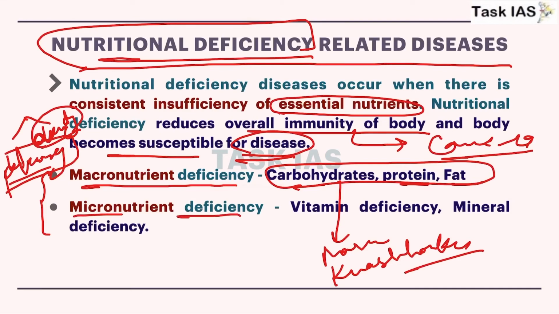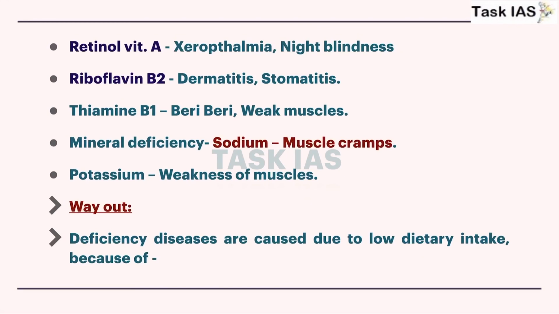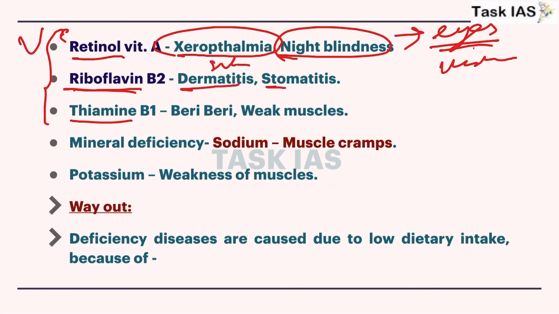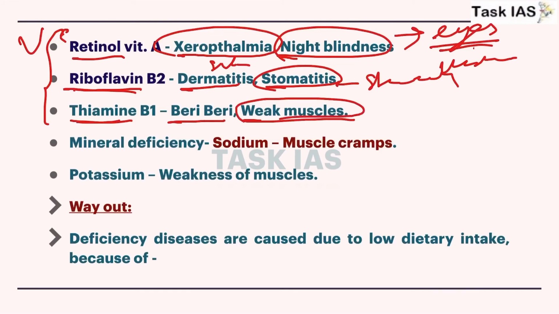Now micronutrient deficiency happens when there is deficiency of micronutrients like vitamin deficiency or mineral deficiency. If we discuss vitamin deficiency, then retinol, riboflavin, thiamine, you can write about others as well, vitamin C or D. For example, vitamin A deficiency will lead to xerophthalmia or night blindness. So these are disorders of the eyes, and they will have an impact on your vision capability. Now riboflavin is related with skin disorders or effective functioning of the stomach. Now thiamine is related to beriberi, and if deficiency is there, then our muscles will perform less.